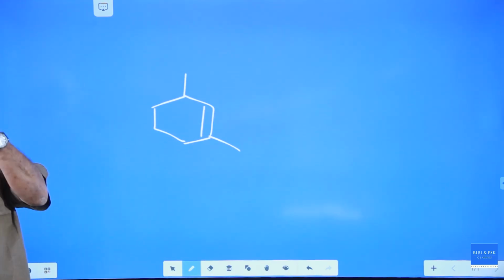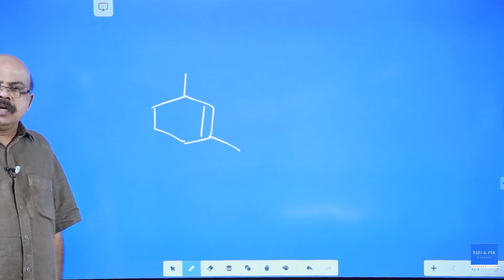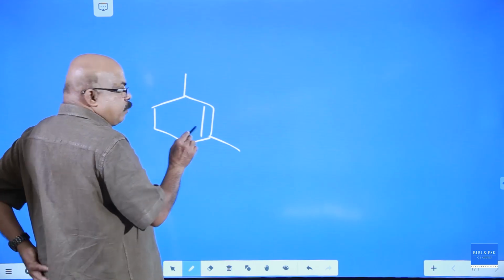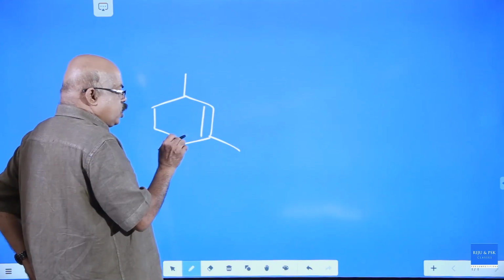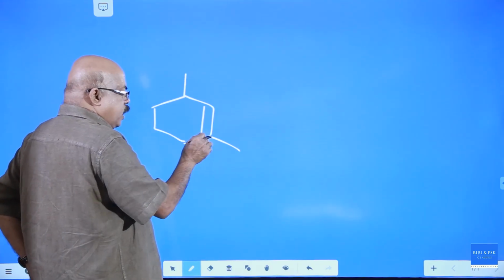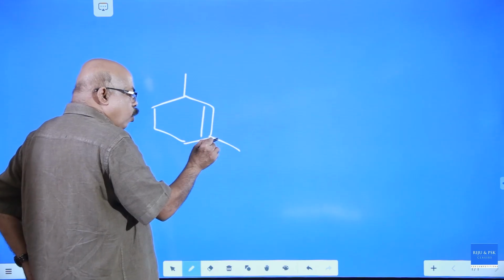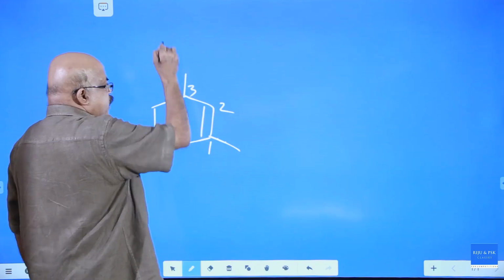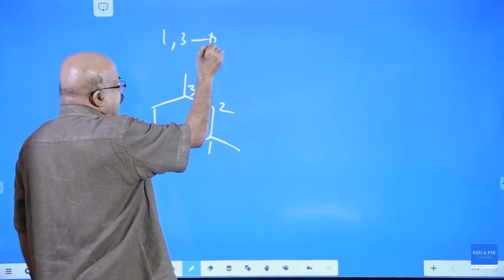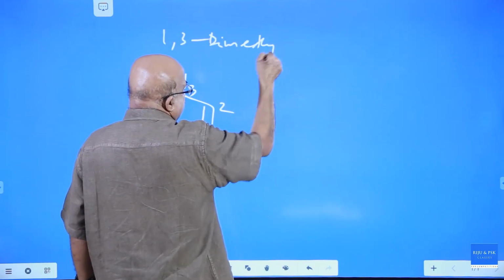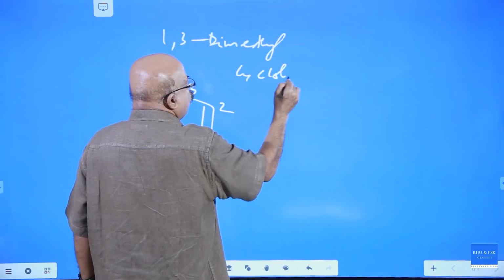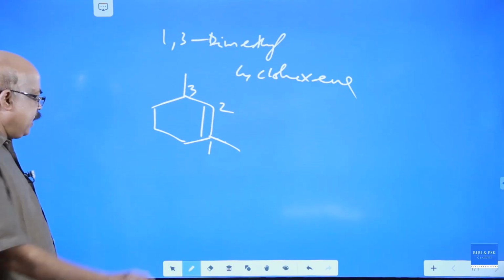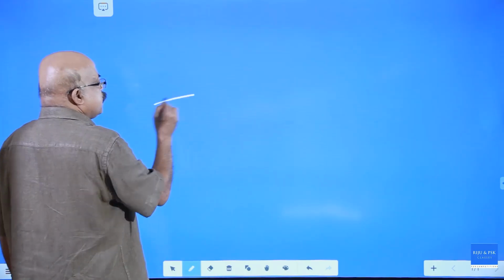There are 2 substituents, both identical. Both are methyl groups. Here the double bond takes priority. Numbering should be done in such a way that the substituted carbon atom of the double bond should get the lowest number. 1, 2, 3. It is 1,3-dimethyl cyclohexene.